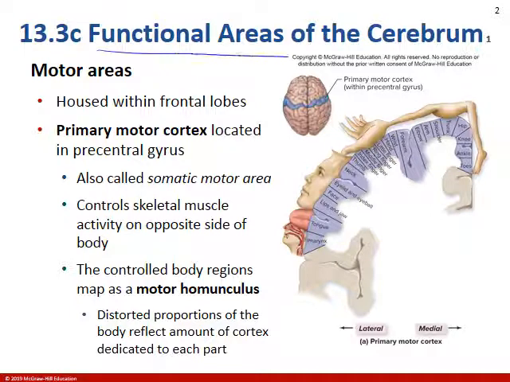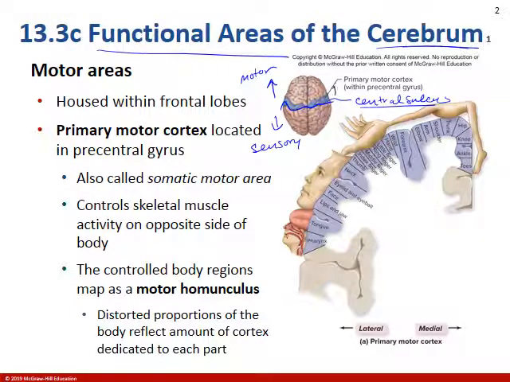If we want to look at some of the functional areas of the cerebrum, we have to go back and talk about that line. Remember how there's a central sulcus? Basically that's the division line. Anything anterior is motor and anything posterior is sensory.